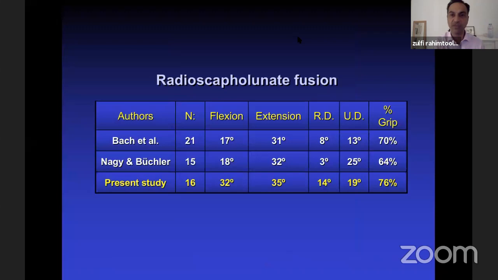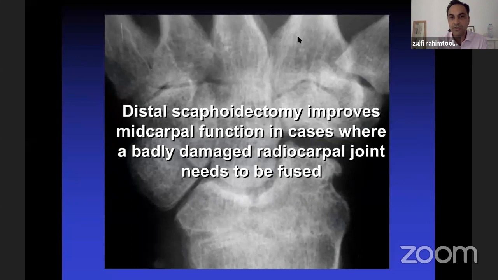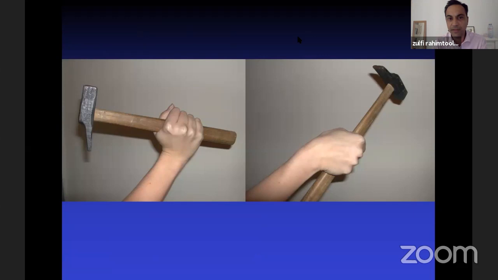So the take-home message for the audience is to consider, when you have an isolated radiocarpal arthritis with sparing of the mid-carpal joint space, this physiological mid-carpal dart-throwing motion. It would allow those patients to move their wrists in their daily activity, and you don't have to consider a total fusion. It gives them the range of motion, with the strength, required to perform what they need to be doing. Thank you very much.